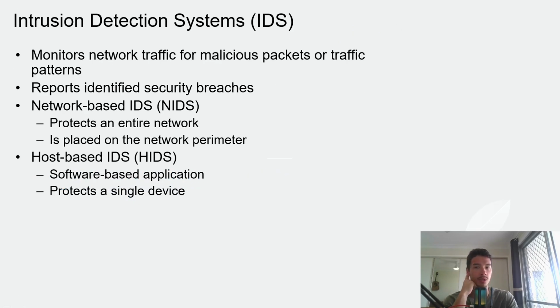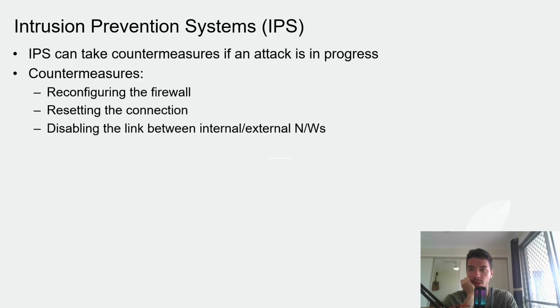Intrusion detection monitors network traffic for malicious packets or traffic patterns and reports identified security breaches. Network-based IDS protects the entire network and is placed in the network perimeter. Host-based IDS, HIDS, is a software-based application that protects a single device. IPS can take countermeasures if an attack is in progress. Countermeasures include reconfiguring the firewall, resetting the connection, and disabling the link between external and internal networks.